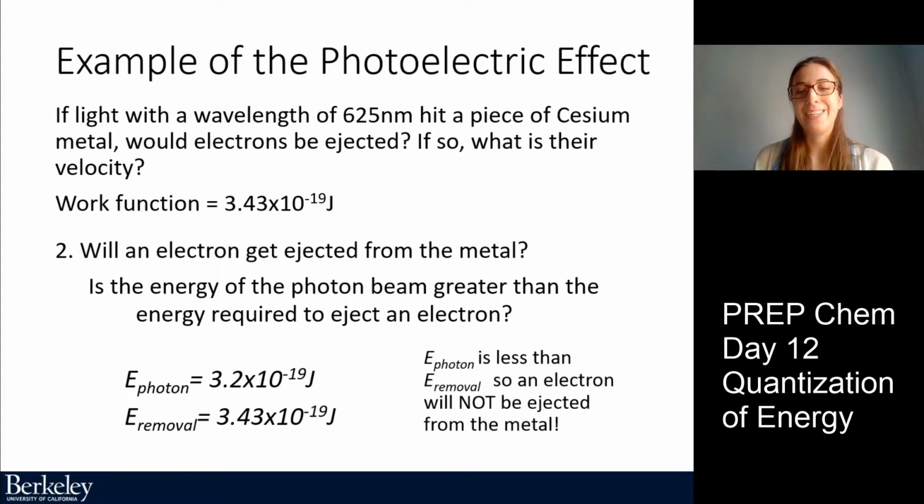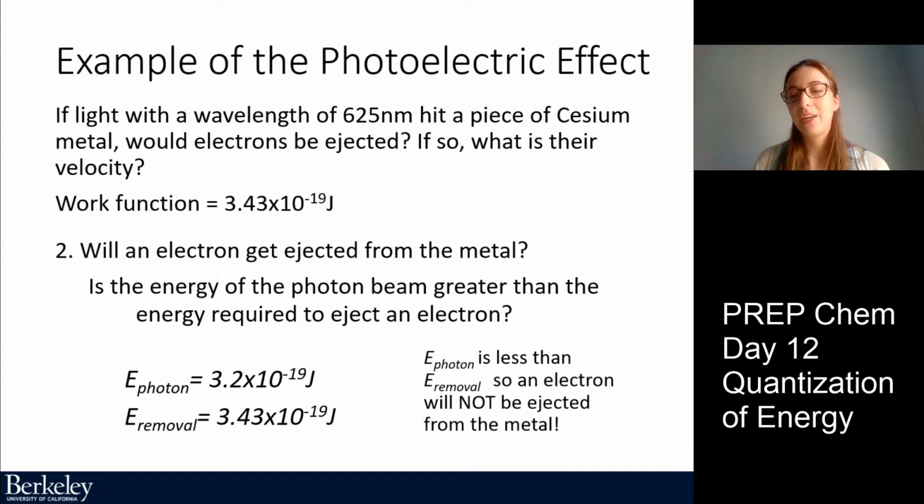Okay, great. So sorry for those of you that went through and calculated all of the velocities, but the trick of this is that the energy of the photon is actually less than the energy required to remove the electron, so you would not get an ejected photoelectron.